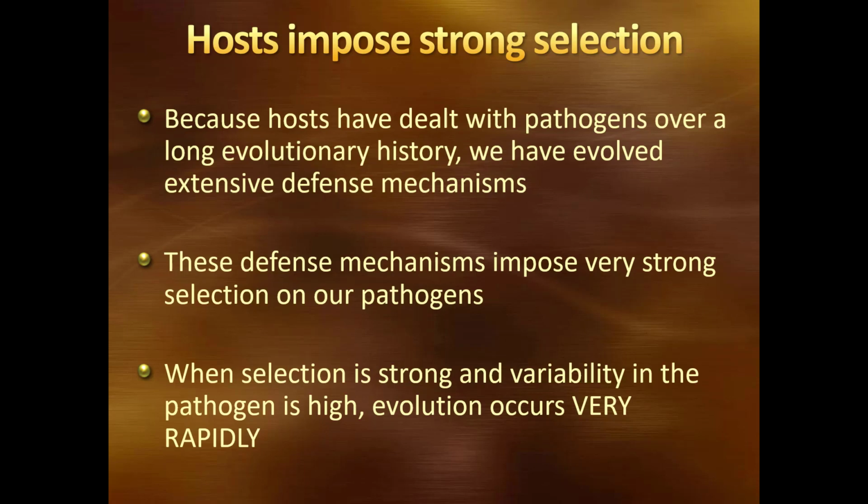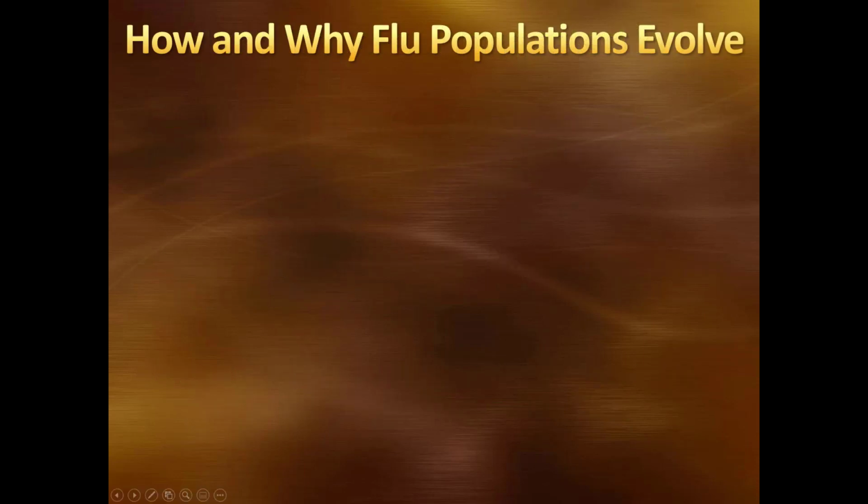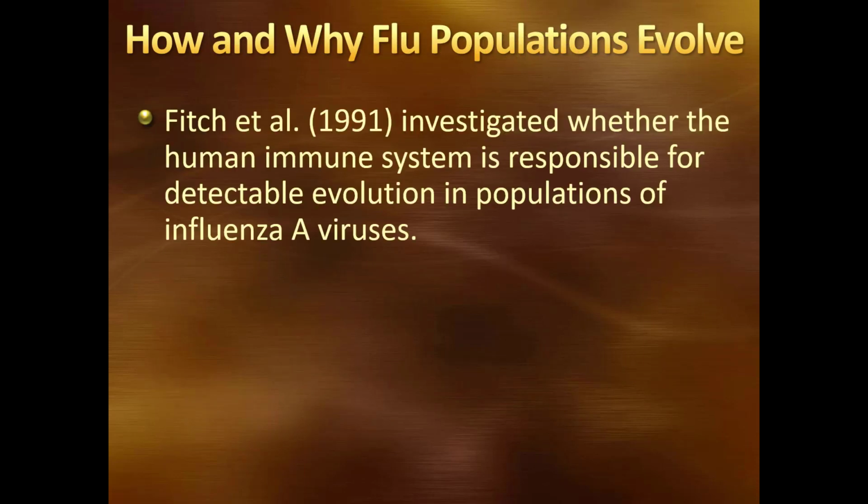If you remember from the chapter when we looked at response to selection, response to selection was the amount of genetic variability you have in a population times the strength of that selection. And here we have both. We have lots of variability and very, very strong selection. So this evolution will occur very, very quickly. So let's take a look at how and why these flu populations evolve.